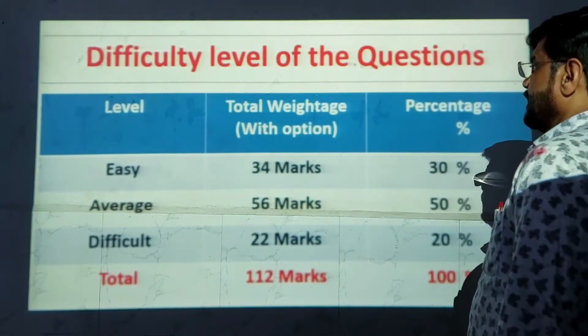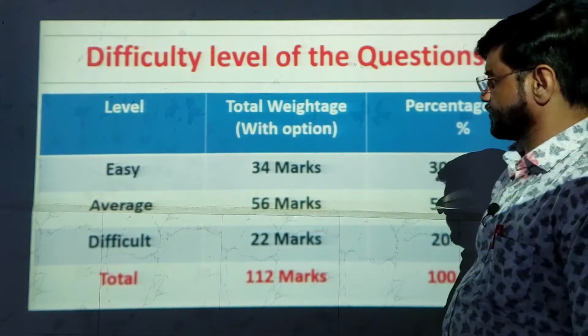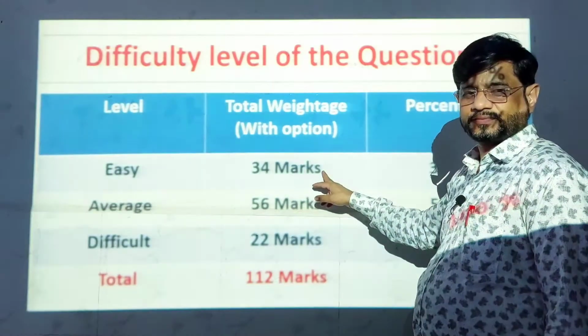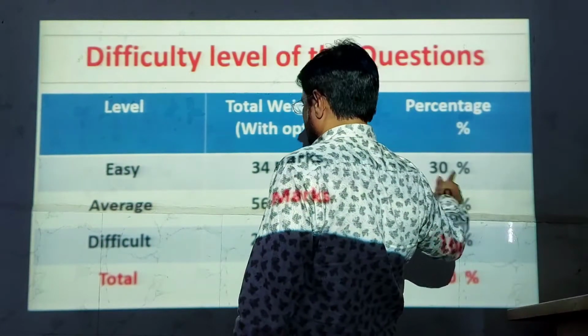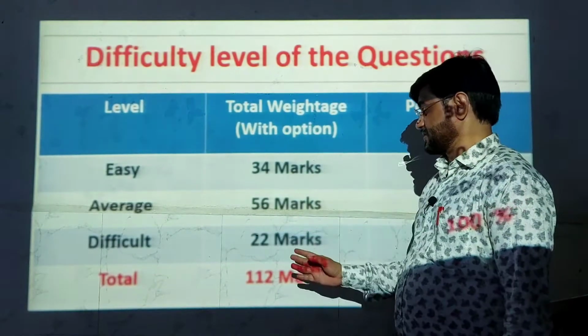See the level and total weightage with option, similarly percentage. Easy type questions have 34 marks. The percentage is 30. Average type questions have 56 marks.